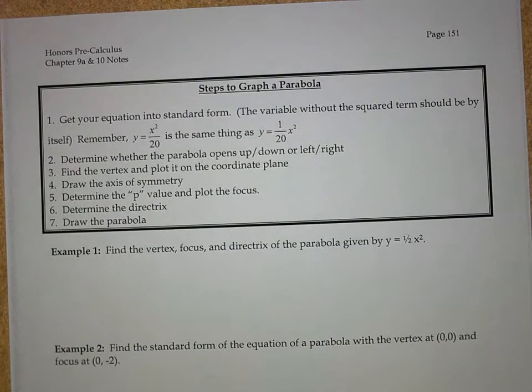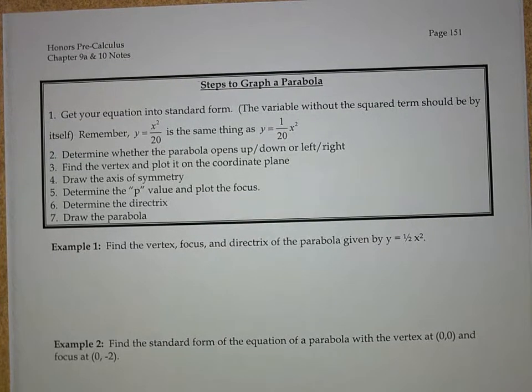Here we've got 7 steps that we're going to use to graph a parabola. Get your equation into standard form. The variable that is squared should be... or rather, the variable without the square term should be by itself. And we can always pull the fraction in front. Determine whether the parabola opens up or down, left or right. Find the vertex, draw the axis of symmetry, determine the p-value, determine the directrix, and draw the parabola.